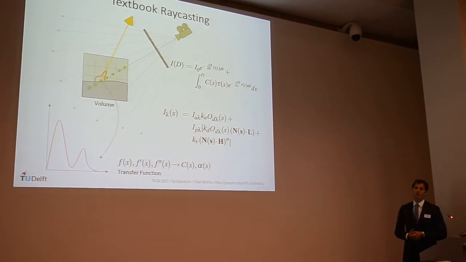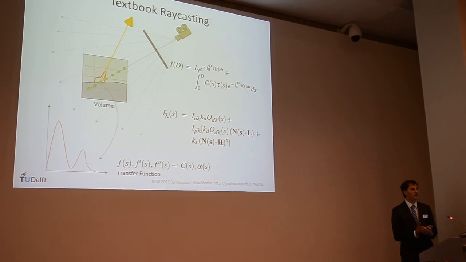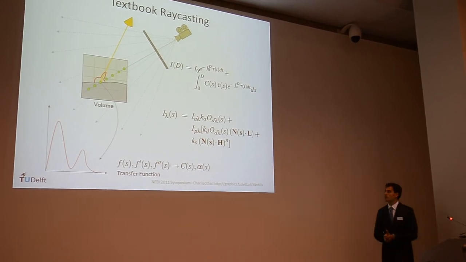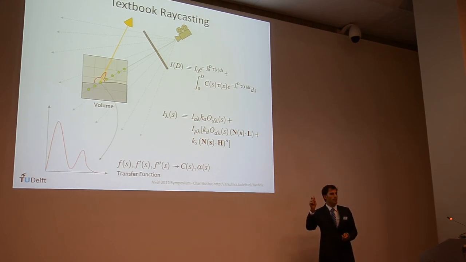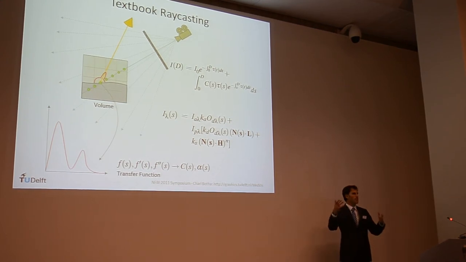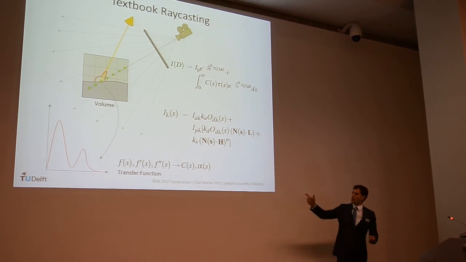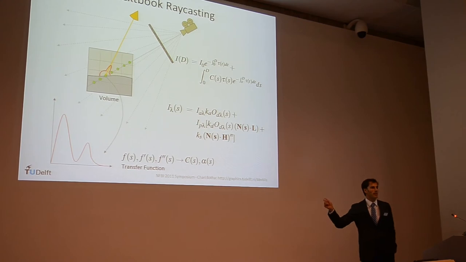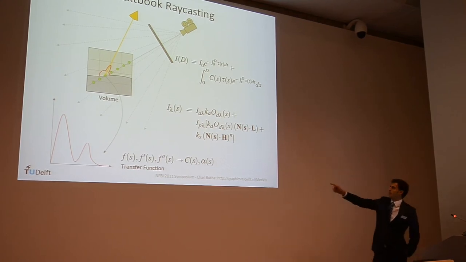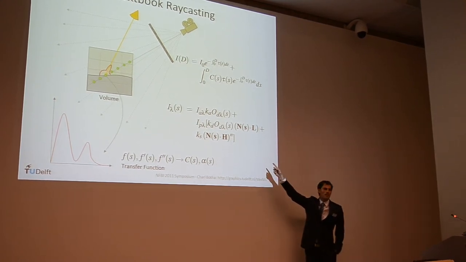At each point in the image plane, I sample regularly at a much finer resolution than my data resolution, of course. At each point, I sample, interpolate that value, and put it through my transfer function, which is a part of the design of the visualization. The transfer function assigns optical characteristics to that sample, in this case, color and opacity. I take that color and opacity, and I put it into this equation here, which is just a Phong shading equation.